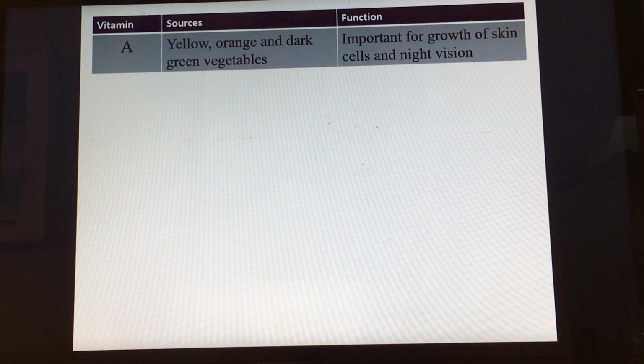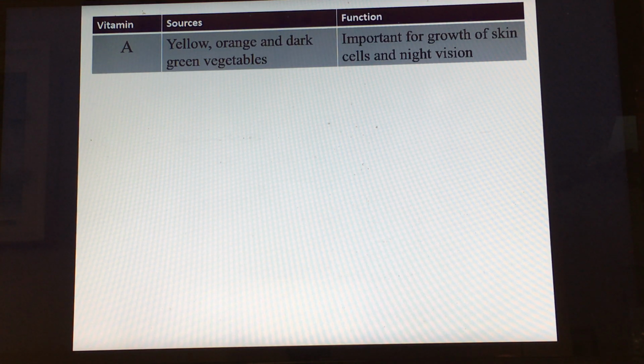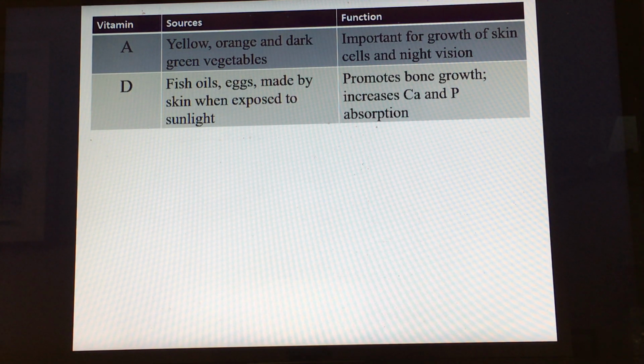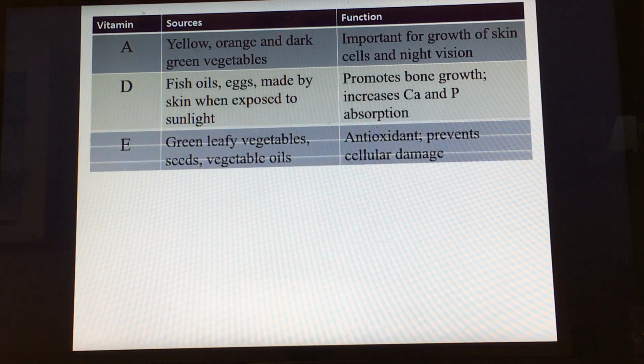So vitamin A is found in yellow, orange, and dark green vegetables, and it's important for growth of skin cells and for night vision. Vitamin D is found in fish oil and eggs, but it's mostly made by our skin when we're exposed to sunlight and promotes bone growth and increases calcium and phosphorus absorption, which is why they often add it to milk, because milk has calcium in it. So if you have calcium and vitamin D at the same time, you'll absorb them better.